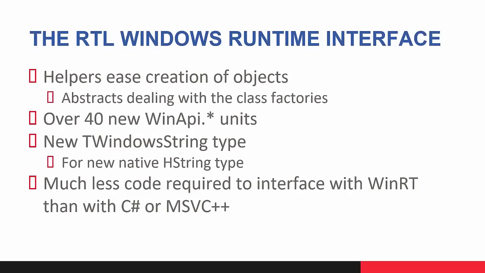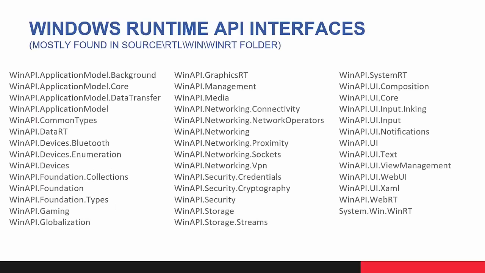Delphi provides helpers to ease the creation of objects, and over 40 new WinAPI units with all of the interfaces for the WinRT APIs. There's also a new TWindowsString type, matching the native HSTRING type used by WinRT. And notice that coding directly for the WinRT APIs requires much less code compared to using C# or Visual C++. So the integration is smoother and easier compared to the Microsoft solutions.